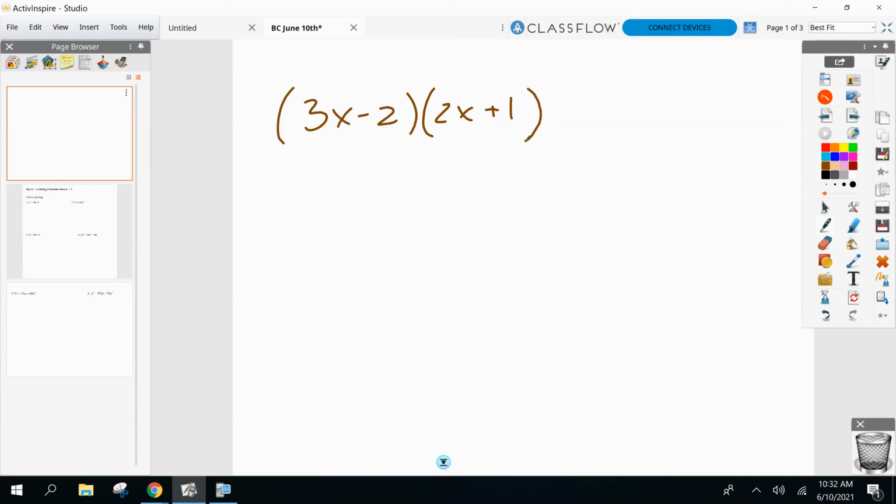You guys want to help me multiply that? And I know this is crazy that I'm doing this at the beginning of class, but there's a method to my madness and why I'm doing it. You want to help me multiply this for me? 3x times 2x? 6x squared, yep. 3x times 1? Okay, hold on here. 6x squared plus 3x. Negative 2 times 2x, minus 4x, and then finally negative 2 times 1, minus 2. Go ahead and combine your like terms. 6x squared minus x minus 2.